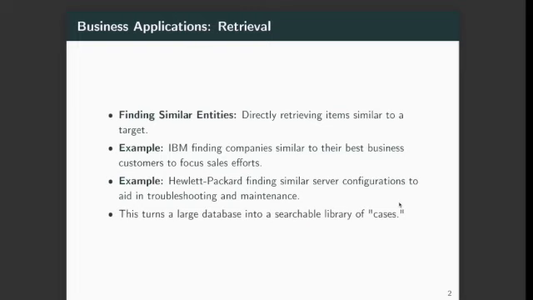Now let's look at how businesses use this for retrieval. This is about finding similar entities directly, matching one by one. For example, IBM might look into its database to find companies that look just like their best existing customers, so they know where to focus their sales efforts.